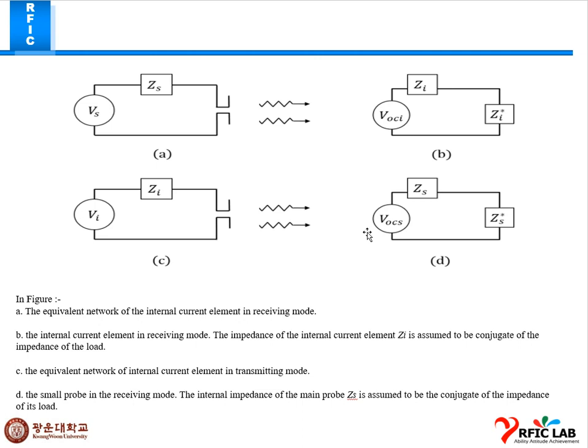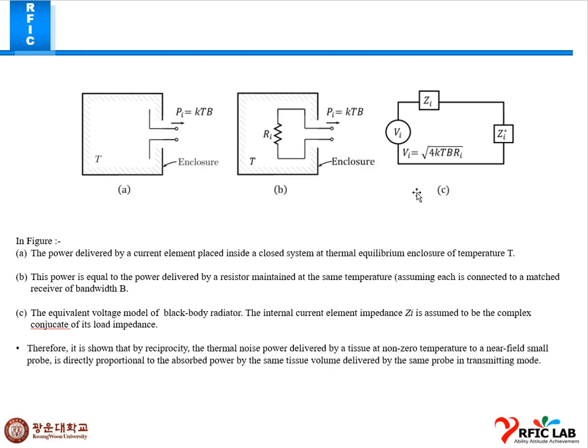In figure D, you can see there is a small probe in receiving mode. That is the internal impedance of the main probe, ZS, which is assumed to be the conjugate of the impedance of its load. And in this figure, it shows how the power is delivered in thermal equilibrium.